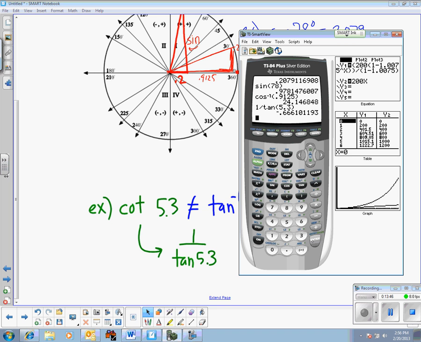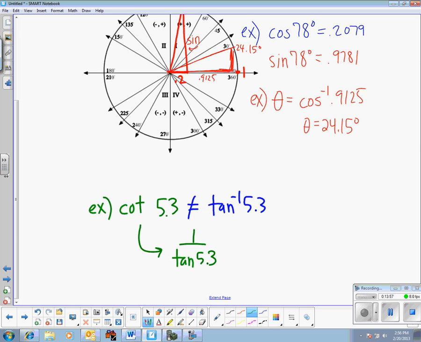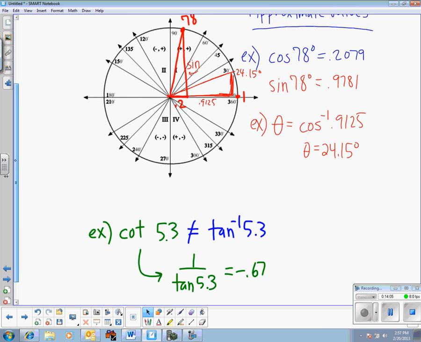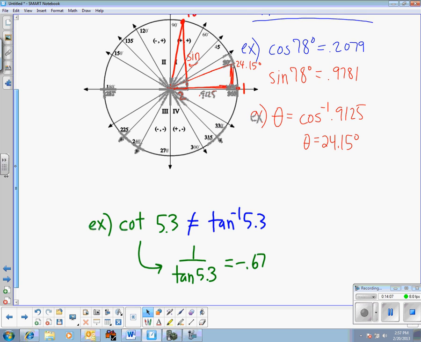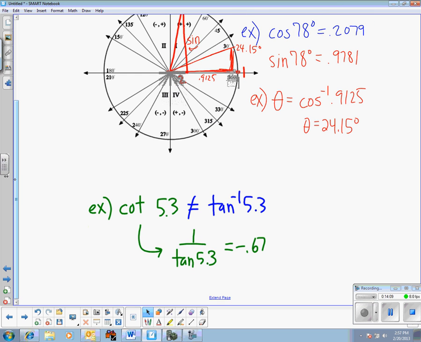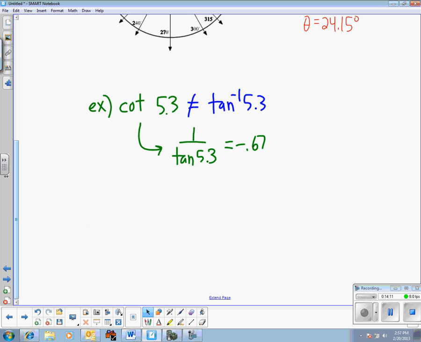My answer is negative 0.666101193. I'm going to call that negative 0.67. So think about what we've found, the cotangent of 5.3. Wherever 5.3 radians is, which is almost all the way around the circle, the cotangent of that value is negative 0.67.